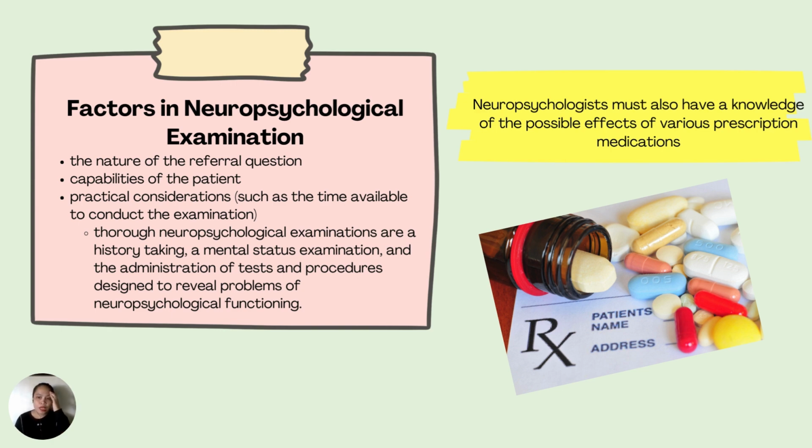Now, for example, it would be atypical for a neuropsychologist to psychologically test a stroke victim immediately after the stroke has occurred, because some recovery of function could be expected to occur spontaneously in the weeks and months following the stroke. Testing the patient immediately after the stroke would therefore yield an erroneous picture of the extent of the damage. Furthermore, neuropsychologists must also have a knowledge of the possible effects of various prescription medications taken by their assessees, because such medication can actually cause certain neurobehavioral deficits.